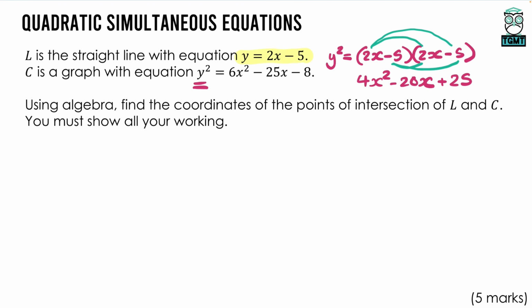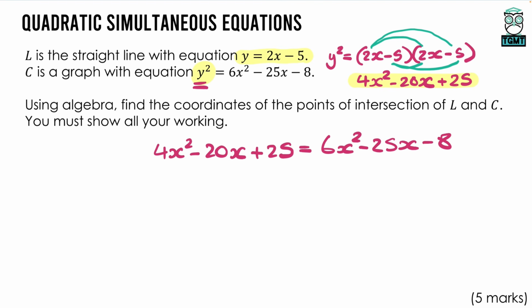So what we can now do is we can replace y squared with this new expression. Now when we do that, we have 4x squared minus 20x plus 25 in place of the y squared, and that's now equal to 6x squared minus 25x minus 8. So we now have an equation that only has one letter in, just the x, which means we can solve it. It is going to create a quadratic here when we have it equal to 0. So our next point is to create an equation where it says equals 0 or 0 equals, depending on which way we want to move it.